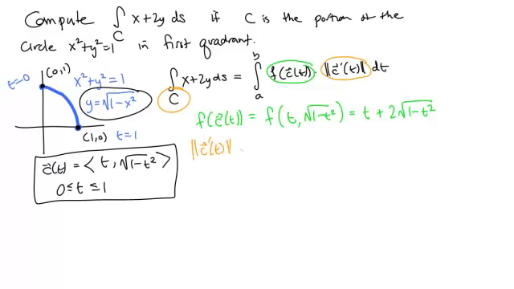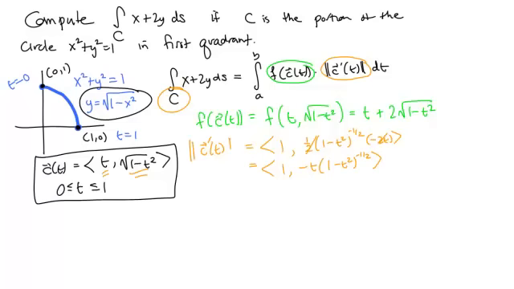Well, the first thing we're going to have to do is come up with the derivative. Now, the derivative, remember, is done component-wise. So we'll differentiate t with respect to t to get 1. We'll differentiate 1 minus t squared to the 1/2 power to get 1/2 times 1 minus t squared to the minus 1/2 power times the derivative of the inside, which is negative 2t. If we clean this up, the halves cancel, and that gives me 1, comma, negative t times 1 minus t squared to the minus 1/2 power.